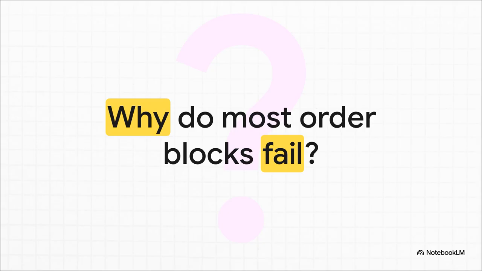You've spent time studying the charts, right? You find what looks like this absolutely perfect order block. You draw your box, set your pending order, and then, bam, price slices right through it, stopping you out as if your level wasn't even there. It's incredibly frustrating, and it leaves you sitting there wondering, why on earth do most of these setups fail?